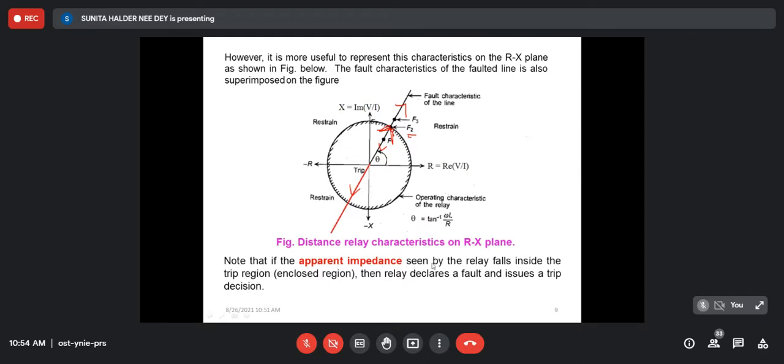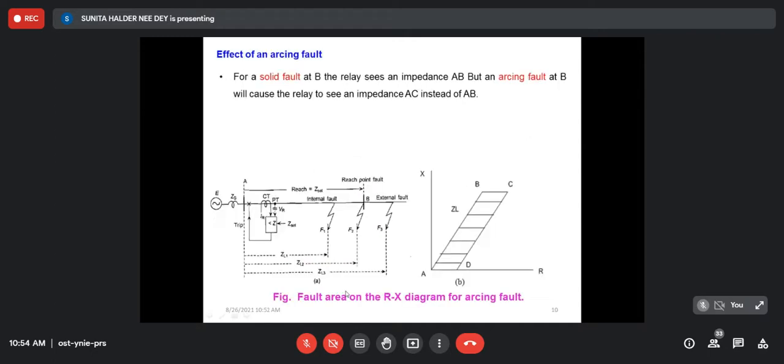Note that if the apparent impedance seen by the relay falls inside the trip region, the closed region, then the relay declares a fault and issues a trip decision, otherwise not.